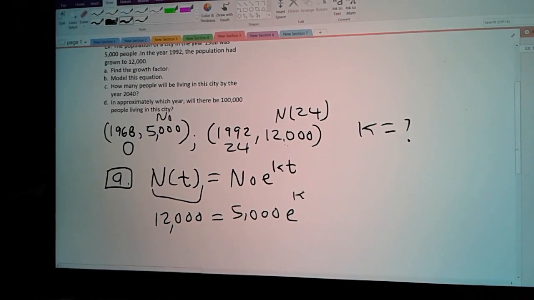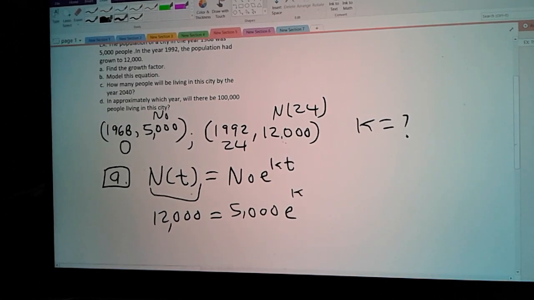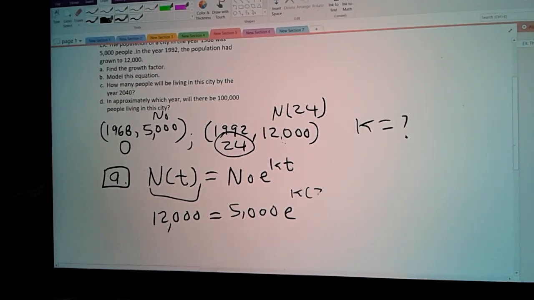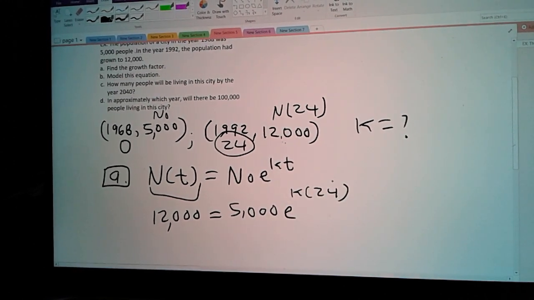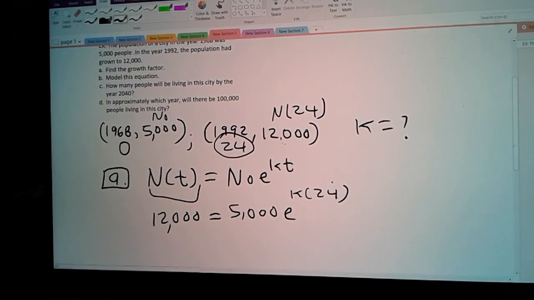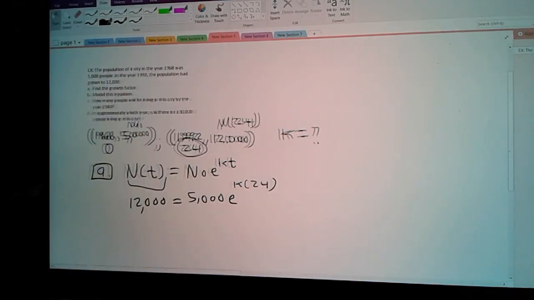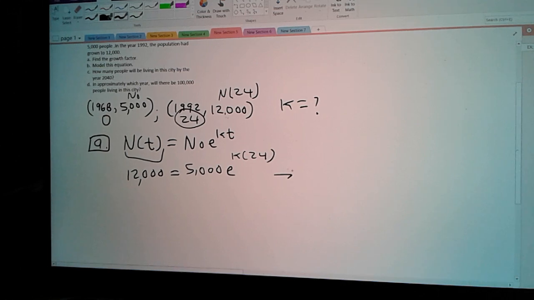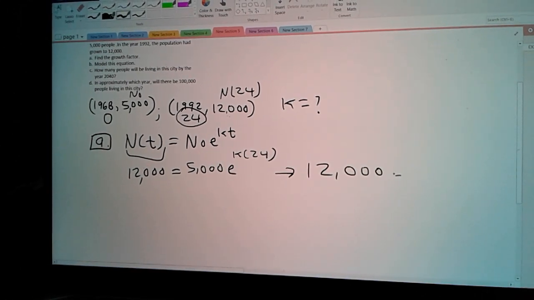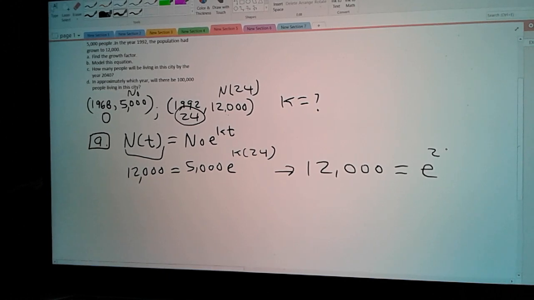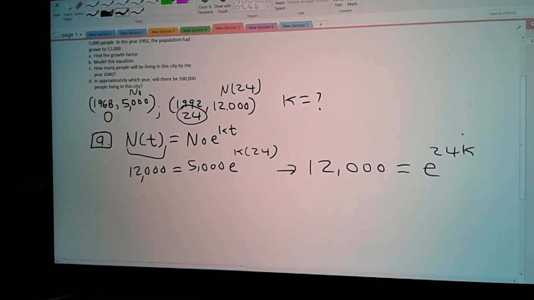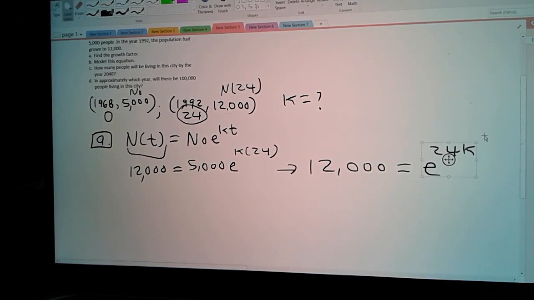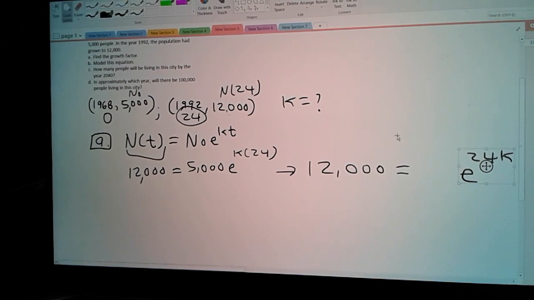So k and then t, right? So 12,000 corresponds to 24 years later. So 68 plus 24 is 92. So I need to put in 24 for that. So you look at the difference between the years and that tells you the time, basically. So I have 12,000 equals e to the 24k times 5,000. I forgot the 5,000. So this should be 5,000 here. I just didn't write it by mistake.